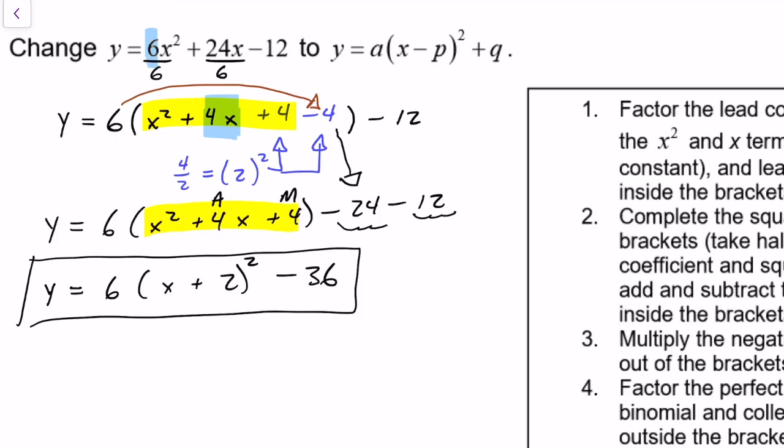From standard form, now we can get whatever information we need. So I know the vertex is at (negative 2, negative 36). I know it's opening up because 6 is a positive number, and we could sketch this if we needed to. Also, just always remember, it's always easy to factor, and the way this works is that this number is always half of that middle term.